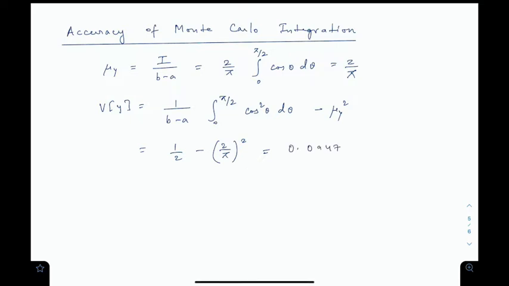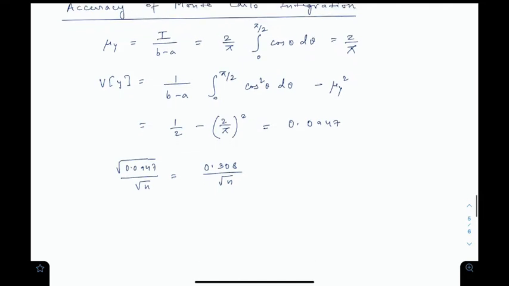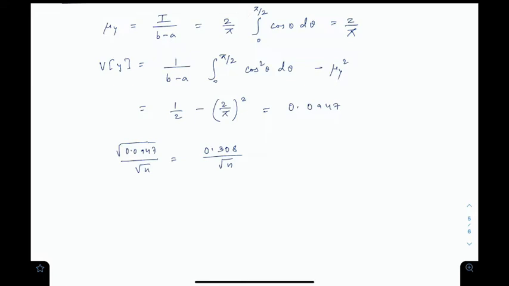So the uncertainty of the estimation of I is square root of this variance divided by root n, or 0.308 by root n. So this was the result for crude Monte Carlo.